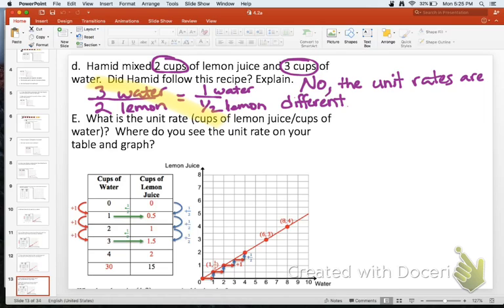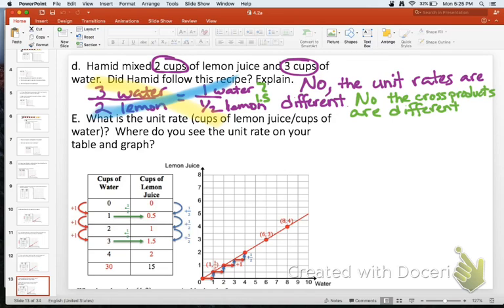So 3 times a half gives us 1.5, and then 2 times 1 gives us 2. So our cross products, so that would be no, the cross products are different. Both are correct.